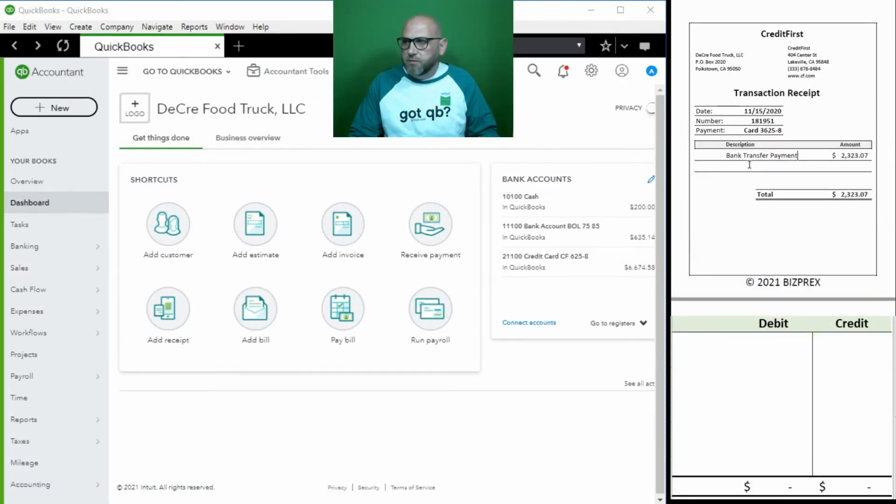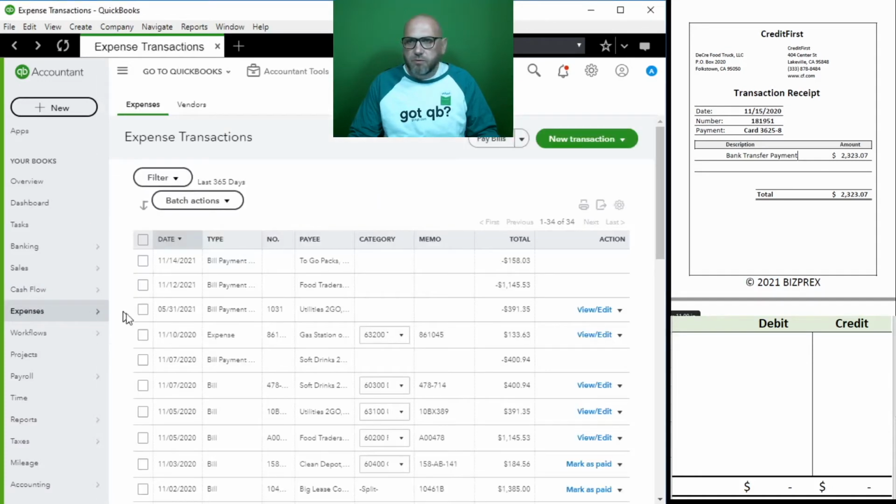Okay, next we have a transaction receipt. It's a bank transfer, so we're paying down our credit card balance using our bank account. There are multiple ways to do it, right? We could do it through general journal entry, which we've done before. We can also do it through our expense module. So let's go ahead and just do it through our expense module for kicks and giggles.